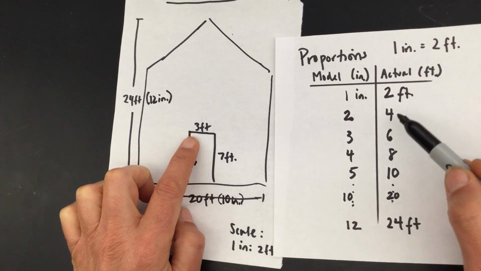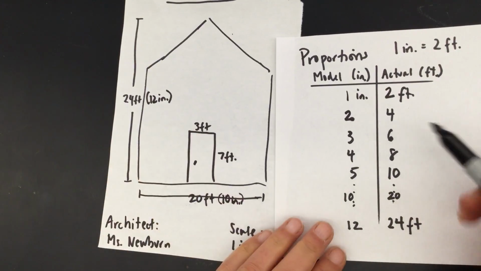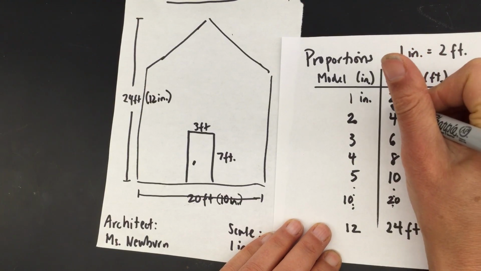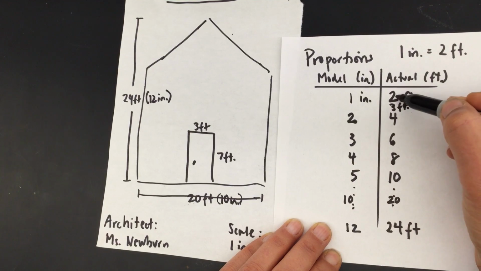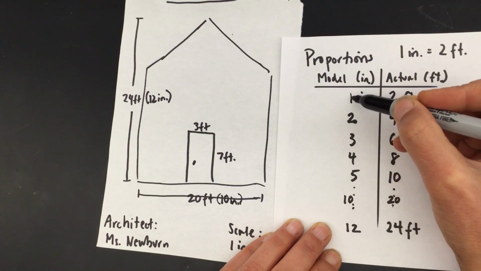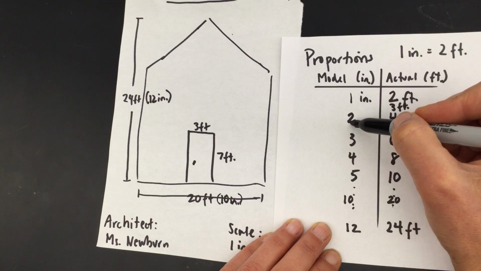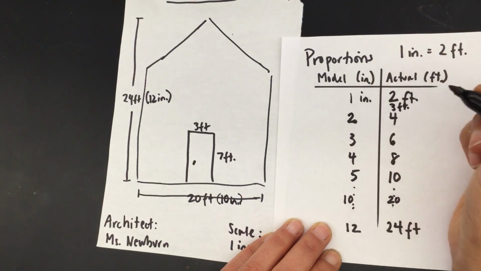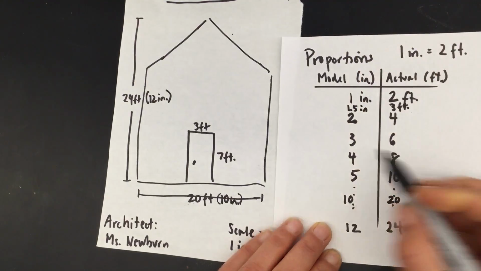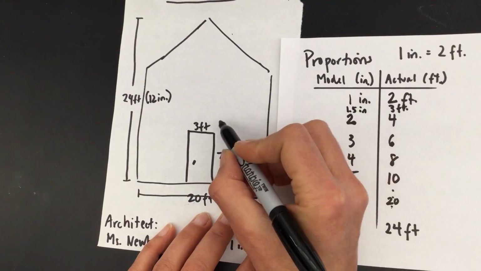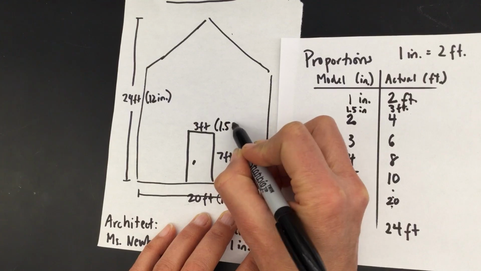And oh, look at 3 feet. That's not on here. So I'm going to add it in here. So if I had 3 feet, that's halfway between 2 and 4. So what's halfway between 1 and 2? Okay, so then that's going to be 1.5 inches. So I'm going to put that 3 feet is 1.5 inches.